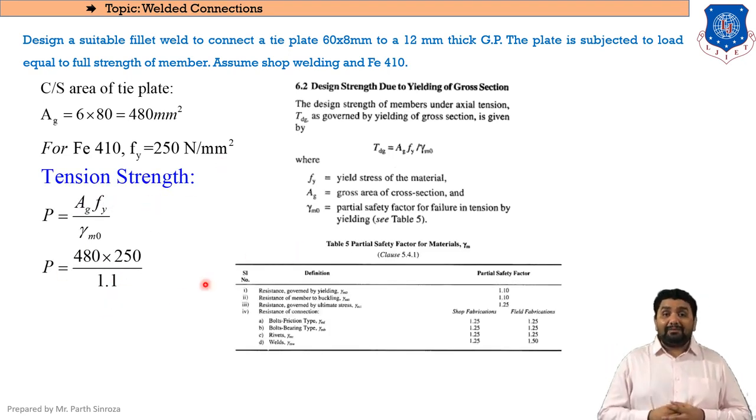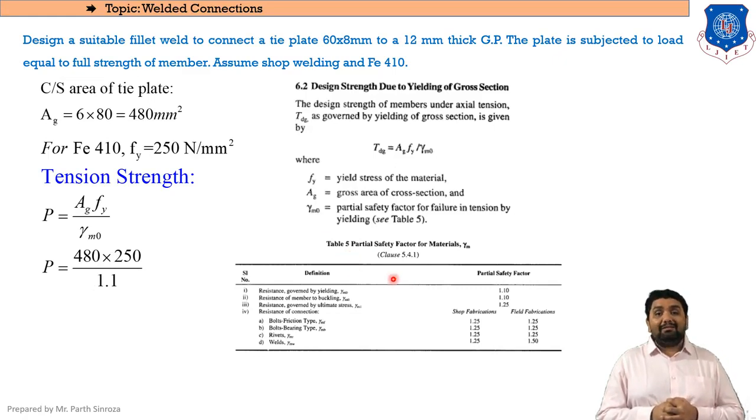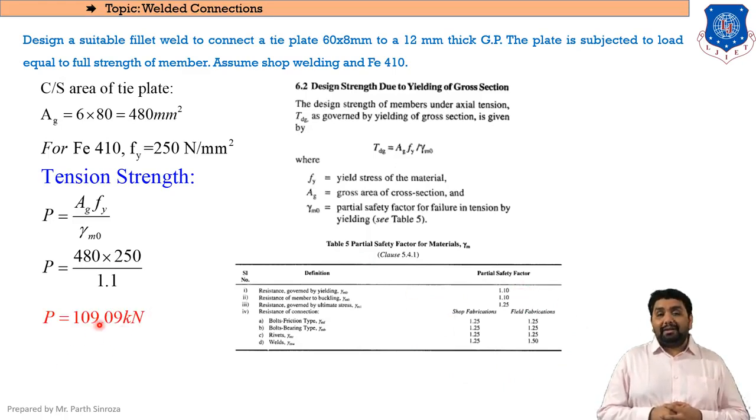Now how does this gamma m0 value come? For every partial safety factor that includes the steel portion, you need to go to page number 30 of your IS code. There you will see table number 5, and from that you will get the value of gamma m0. Here gamma m0 will be 1.10. So solving it, we get T equal to 109.09 kilonewton. So this will be our tension load that is acting on the plate.